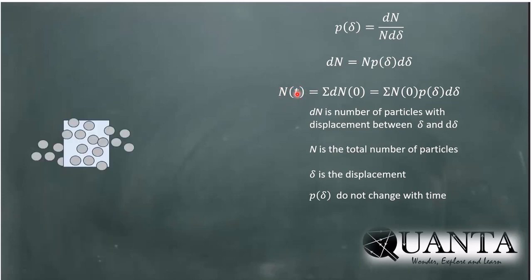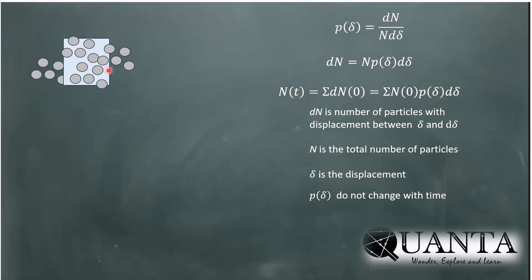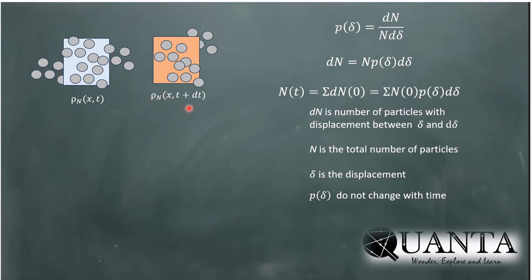Let's be more concrete. Consider the volume element as shown, with some particles outside the box and some inside. This we label as our particle density at a given location x and at a given time t. As particles enter and leave this box due to the random nature of the motion, the density is going to change after an infinitesimal time dt. How can we account for these changes?